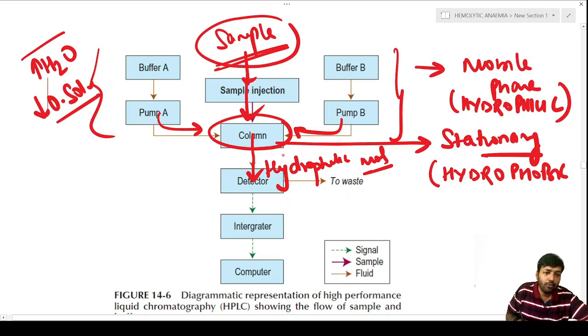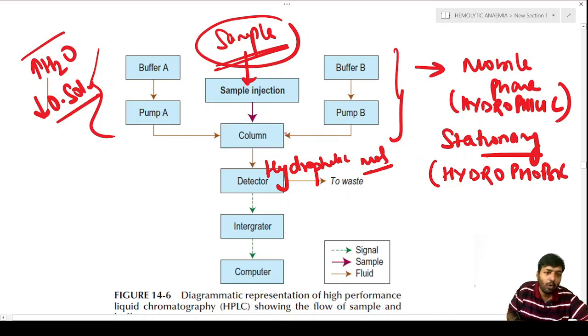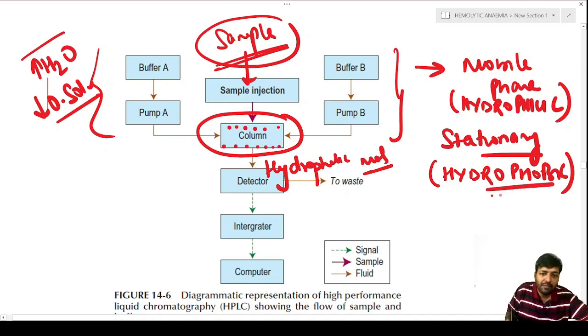Later on, in the column, after all the hydrophilic components come out, whatever hydrophobic components are there will remain in the column. Why? Because the stationary phase in the column is itself hydrophobic in nature. So the hydrophobic material will be present in the column only and will not come out. For this hydrophobic material to come out, we will have to change the concentration of the buffer.